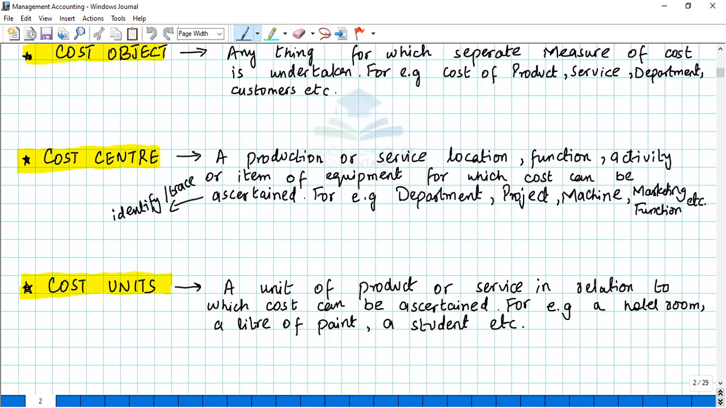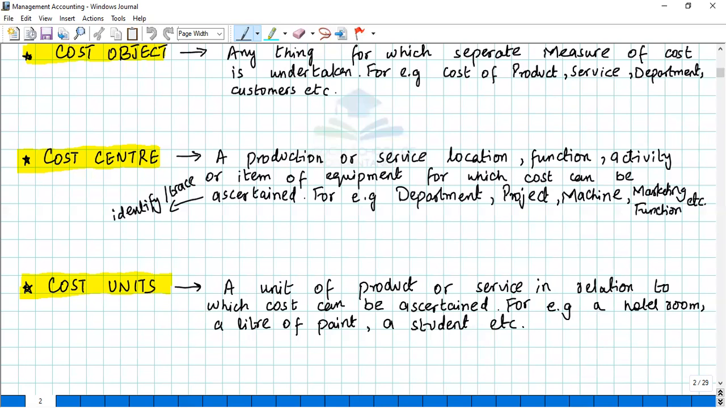Now, further examples of cost center are, like I told you, the physical location, let's say a department of the company for which you can separately identify or trace the cost. Then it can be any function or activity. Let's say you are a construction company and you have the surveying function. If you can identify that these costs are related to that service function, that service function will also be your cost center. Let's say a construction company is doing different projects. If you can identify that these costs are related to the project, or if you can separately compile the cost for that project, that project will be known as your cost center.